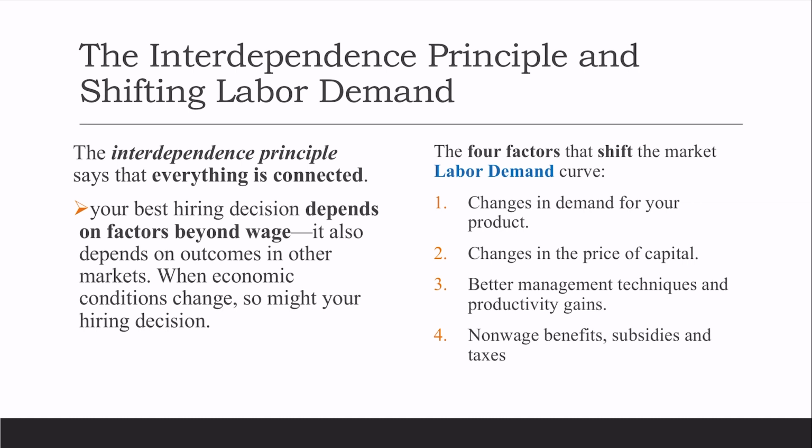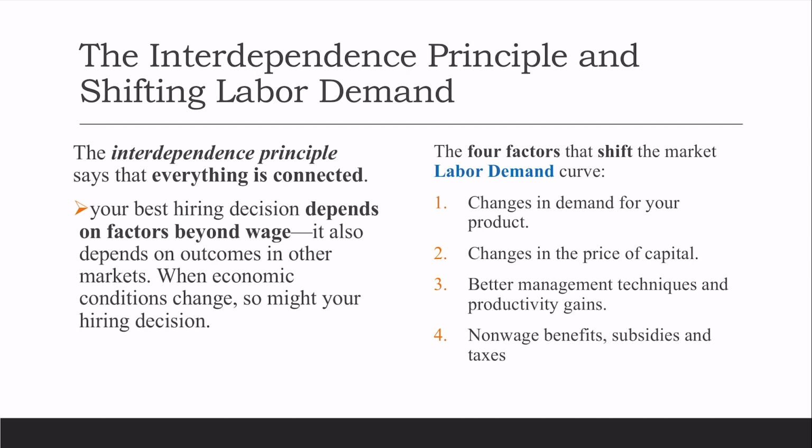So thus the marginal revenue product and the labor demand curve are one and the same. Marginal revenue product and the labor demand curve are the same. There is no difference. Like in a normal situation, we have a downward sloping demand curve, and the marginal revenue curve is below the demand curve, but here we are saying that it is the same. So the interdependence principle and shifting labor demand.